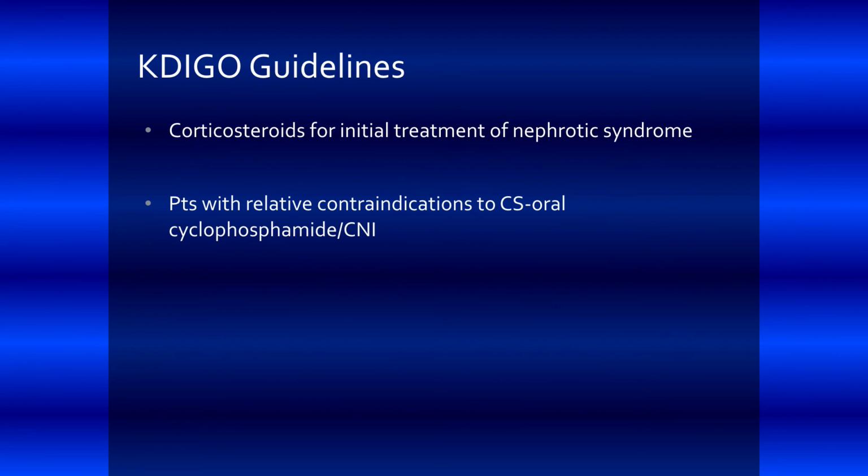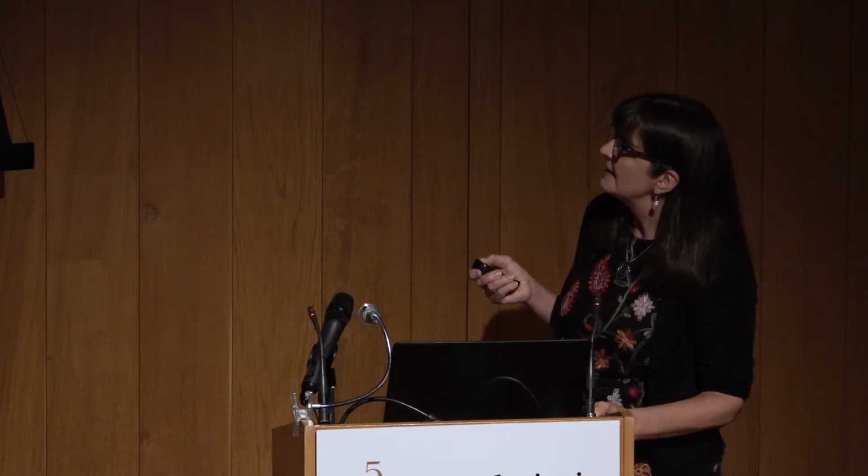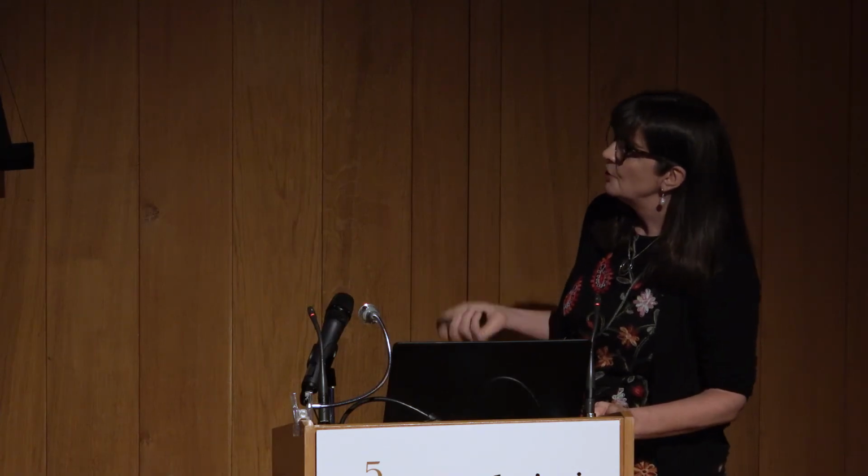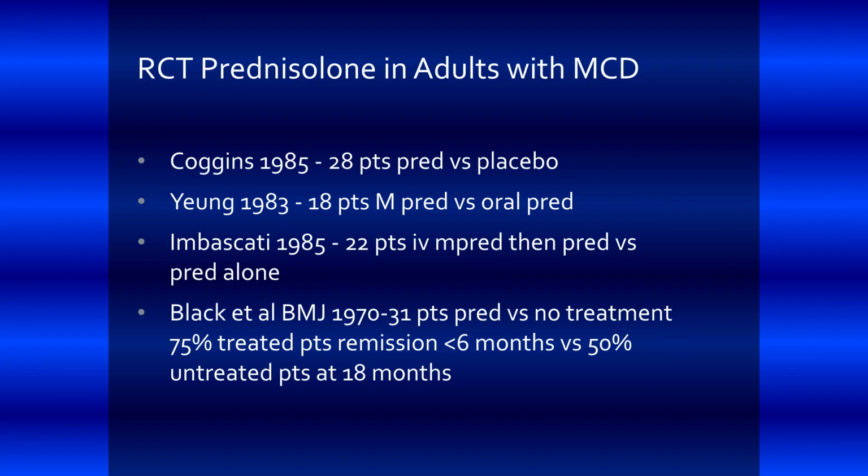Only about 10% of minimal change diseases will resolve spontaneously, and so most people are going to need treatment for them. So what does KDIGO say? Well, that tells us to give steroids, and patients with relative contraindications to steroids should have either oral cyclophosphamide or a CNI. What's the evidence for that?